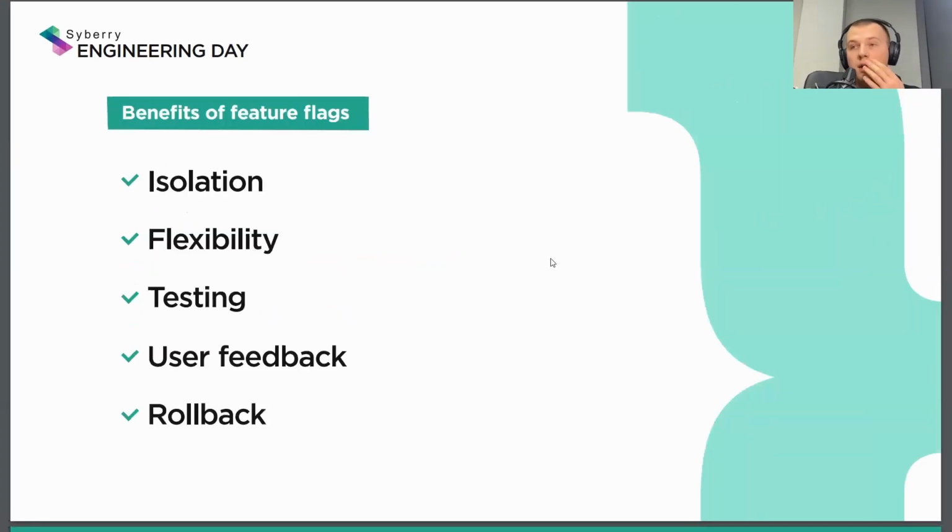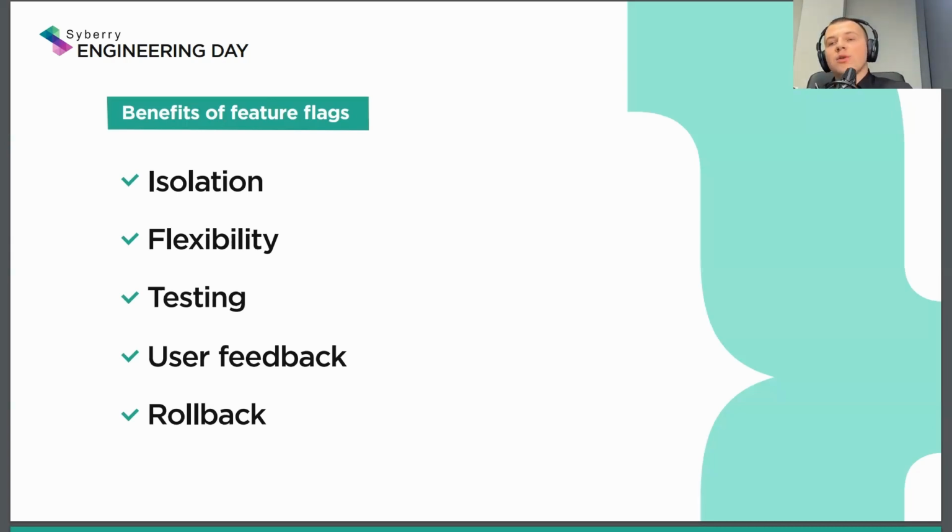Okay, so let me summarize the feature flag topic. Feature flags allow developers to work on new features independently without affecting the main code base. Feature flags allow developers to turn on or off features without having to modify the code. Feature flags make it easier to test new features in isolation from the rest of the code base.